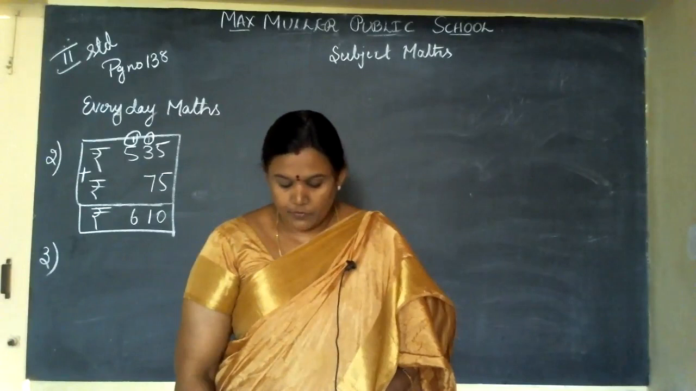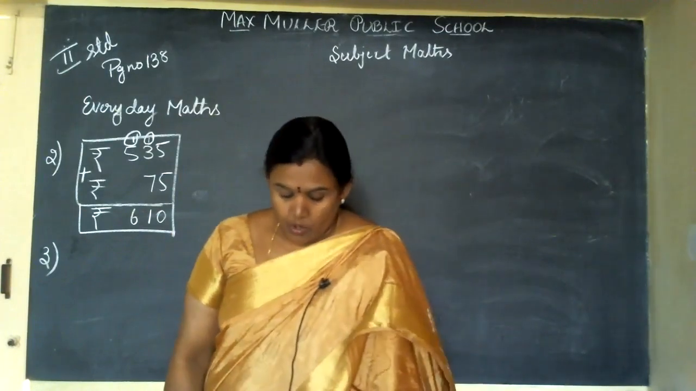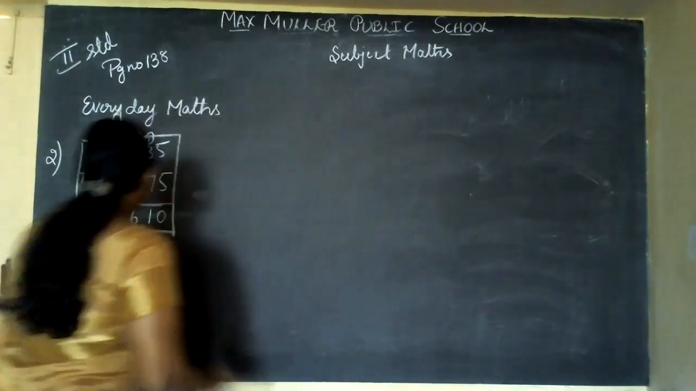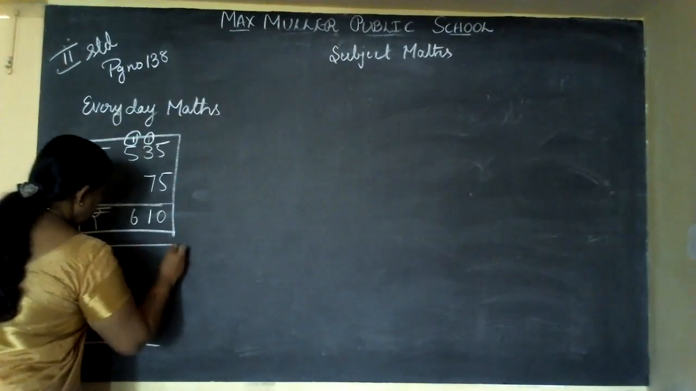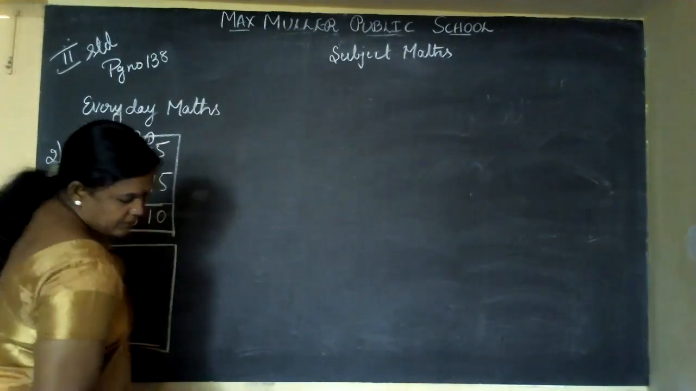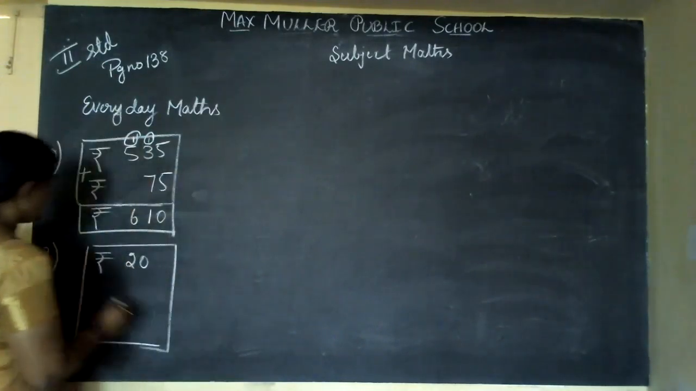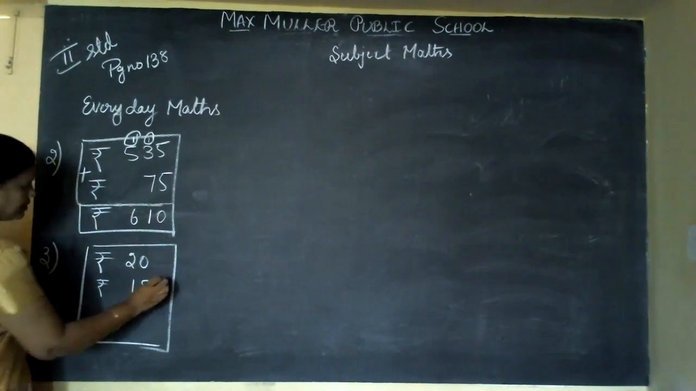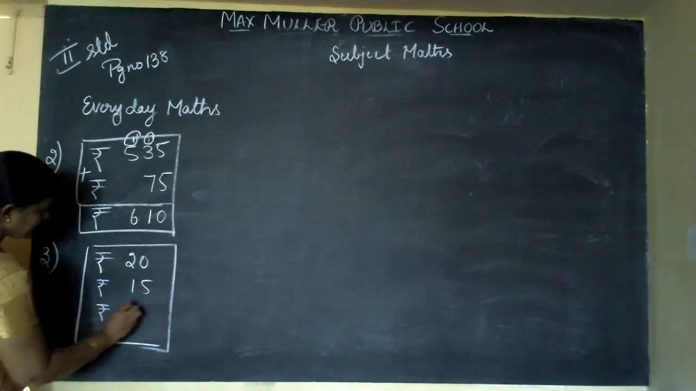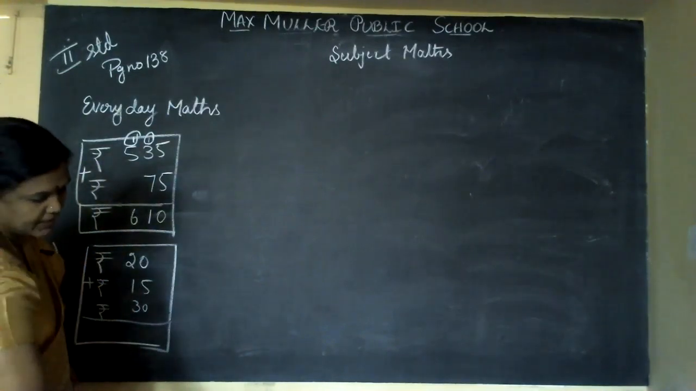Third one. Ankit bought a packet of chips for 20 rupees, a bottle of juice for 15, and a chocolate for 30. How much money did he spend? First, you want to write the cost of a packet of chips. Chips cost is 20. Second line, cost of a bottle of juice, 15 rupees. Cost of a chocolate, 30 rupees. Now we want to add these three. You will find the total money spent.